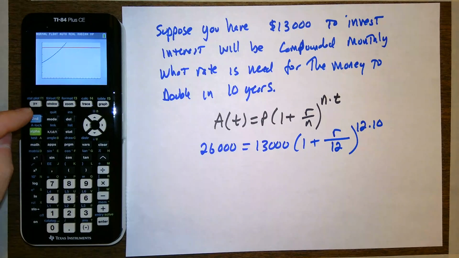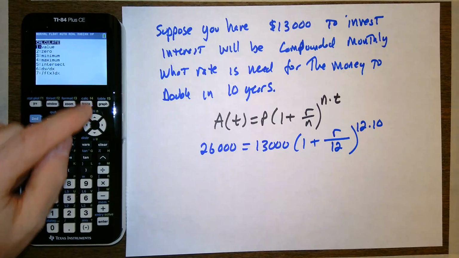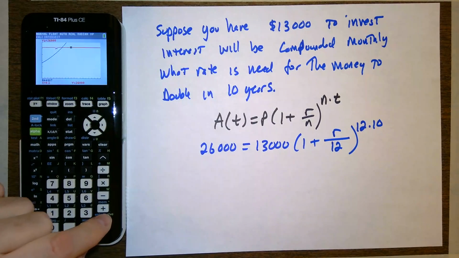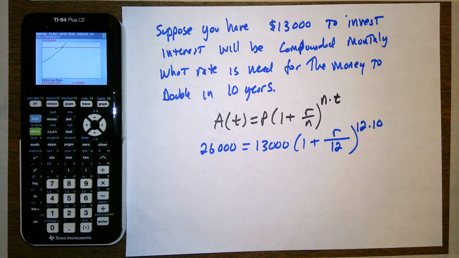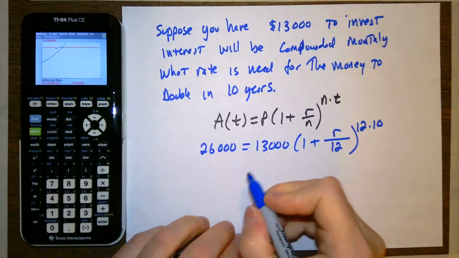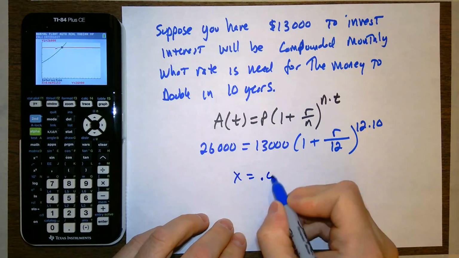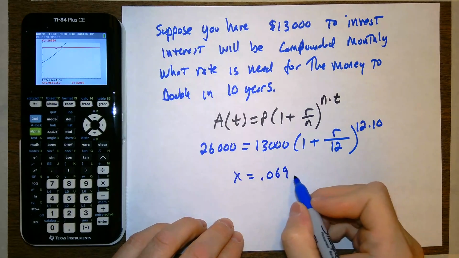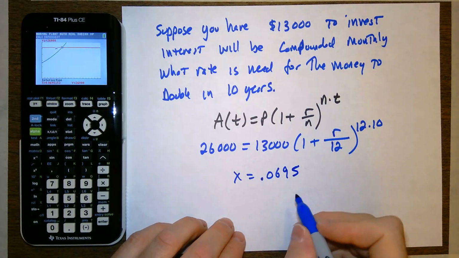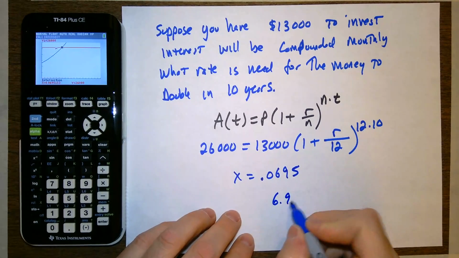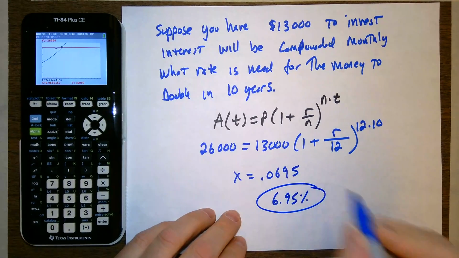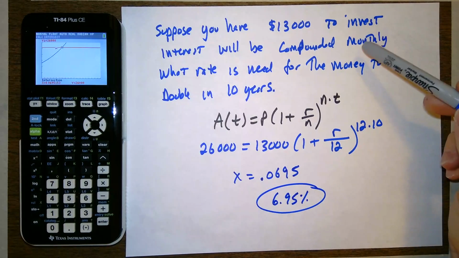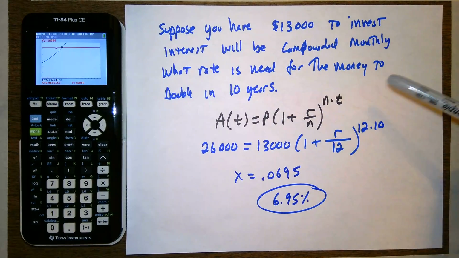So if I calculate the point of intersection here, second trace, calculate, intersect, first curve, second curve, hit enter, and it's telling me that x is 0.0695. So I'm going to say my answer is going to be 6.95%. I need an interest rate of 6.95% for my money to double, if it's compounded monthly, in 10 years.